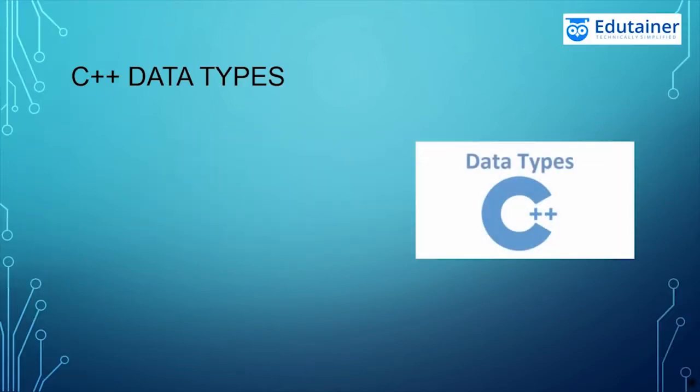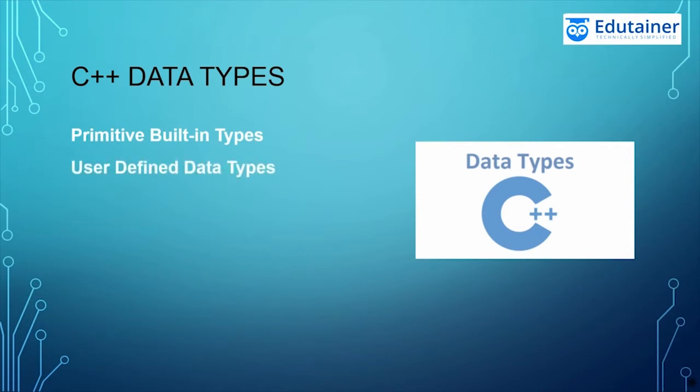C++ data types. In C language, you have studied the data types. Similarly, C++ also has similar data types. Data types are of three types: primitive built-in types, user-defined data types, and derived data types.